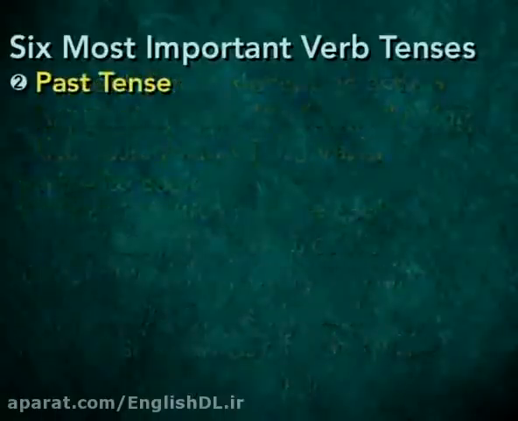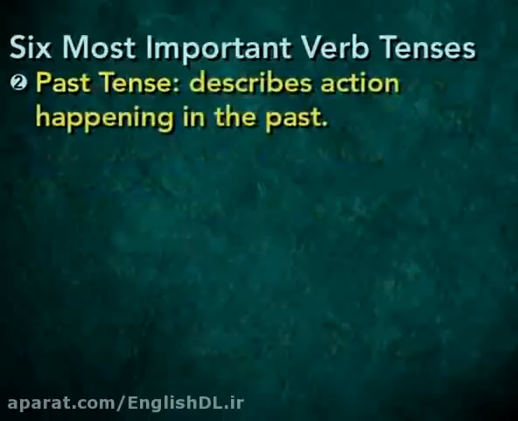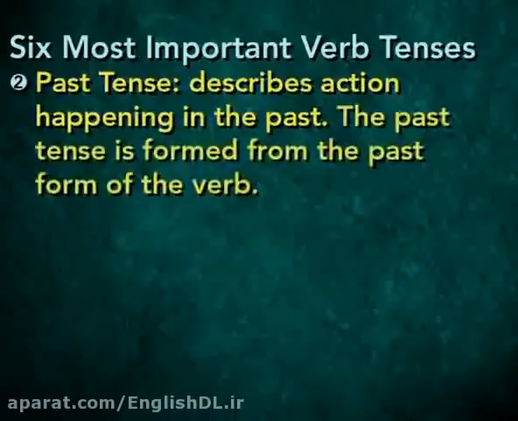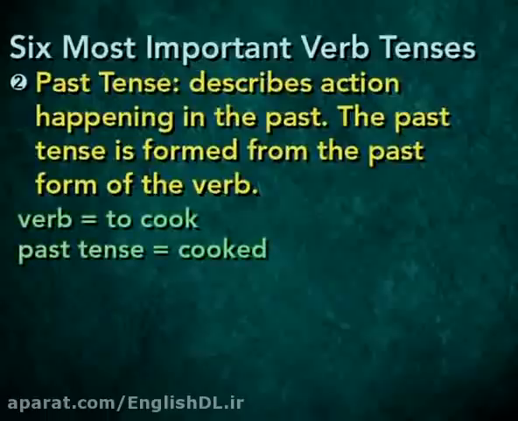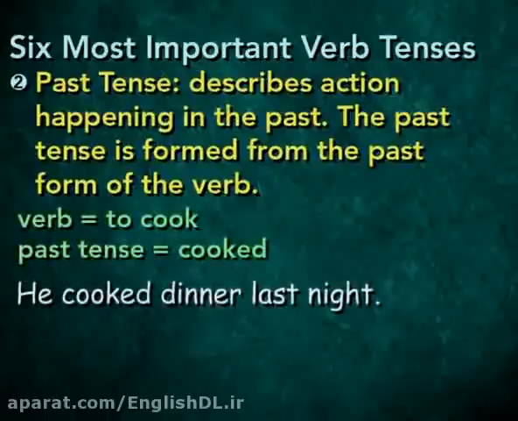The second tense to know is the past tense. The past tense describes action happening in the past. Anytime you're talking about something that happened before now, you would use the past tense. And the past tense is formed from the past form of the verb. Remember that with most verbs, the past form is created by adding ed to the basic form of the verb. And that's the way it is with the verb to cook. He cooked dinner last night.